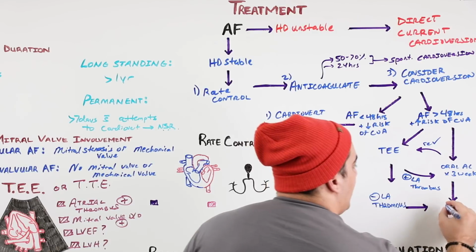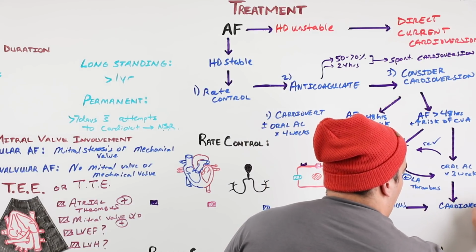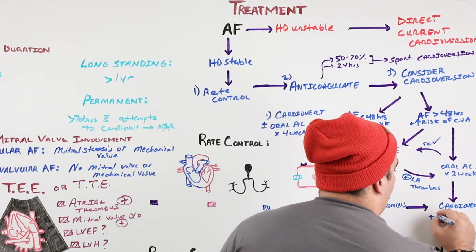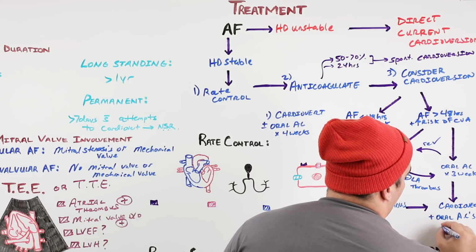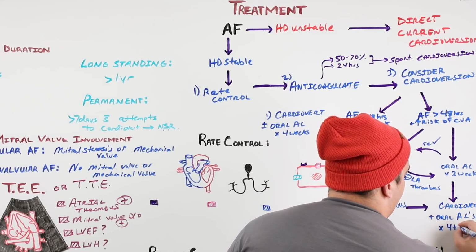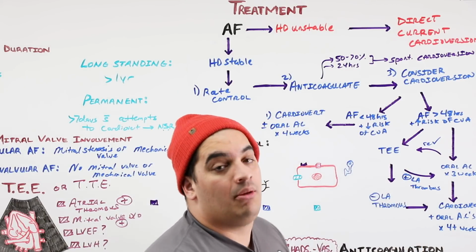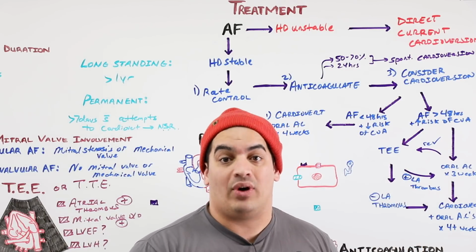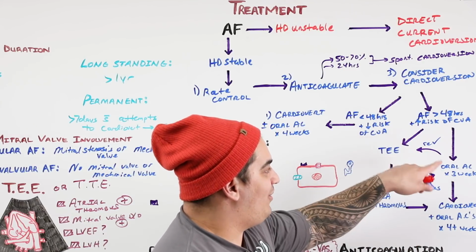Then what do you do? Then you can cardiovert this patient and you can put them on oral anticoagulants for about 4+ weeks. And maybe you have to continue it long term because of them having high risk of further embolization. But either way, look what you can do here.